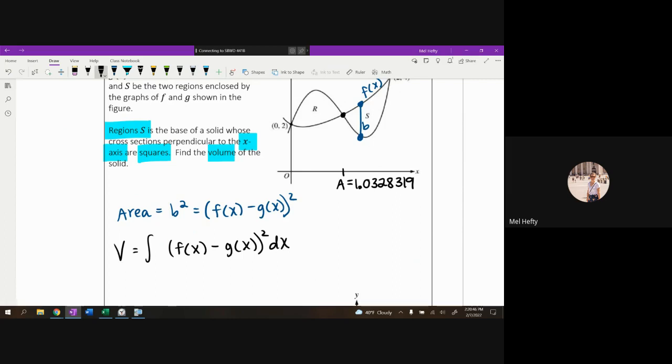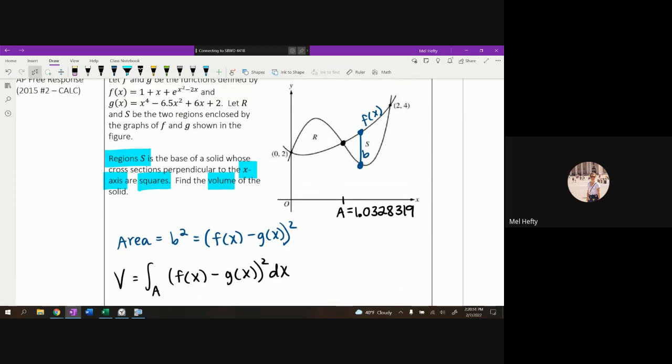Thoughts on the bounds? A to what? Is it 2 or is it 4? It's 2. Why is it 2? We're doing X bounds, so we do want 2.